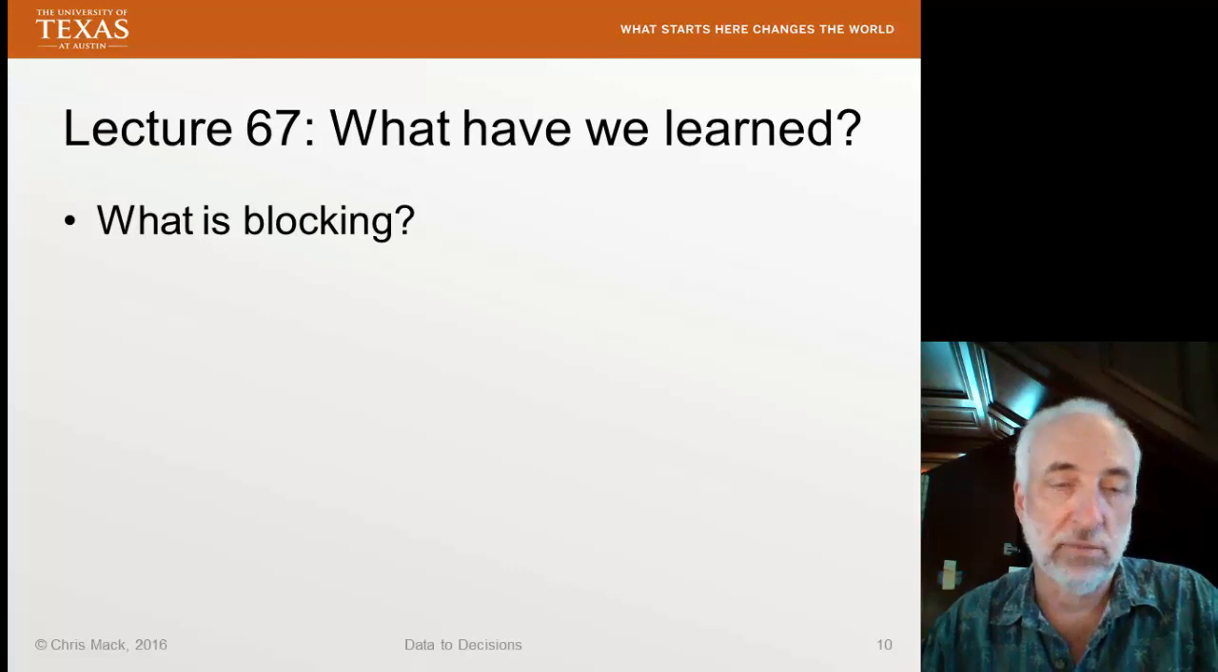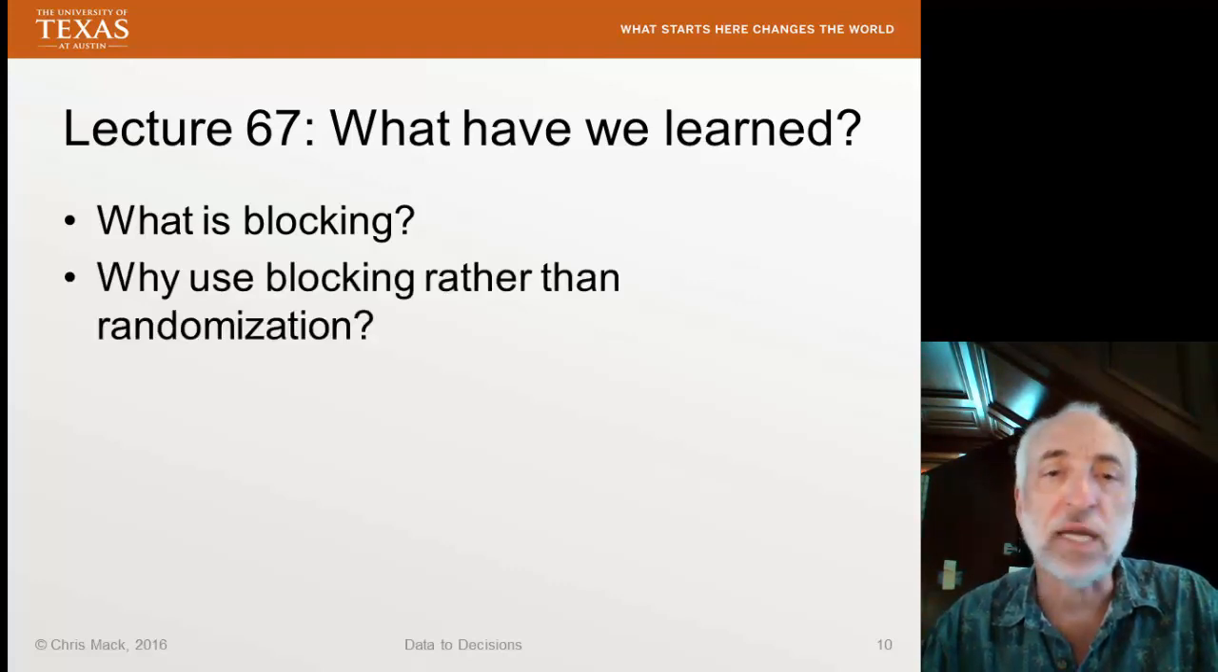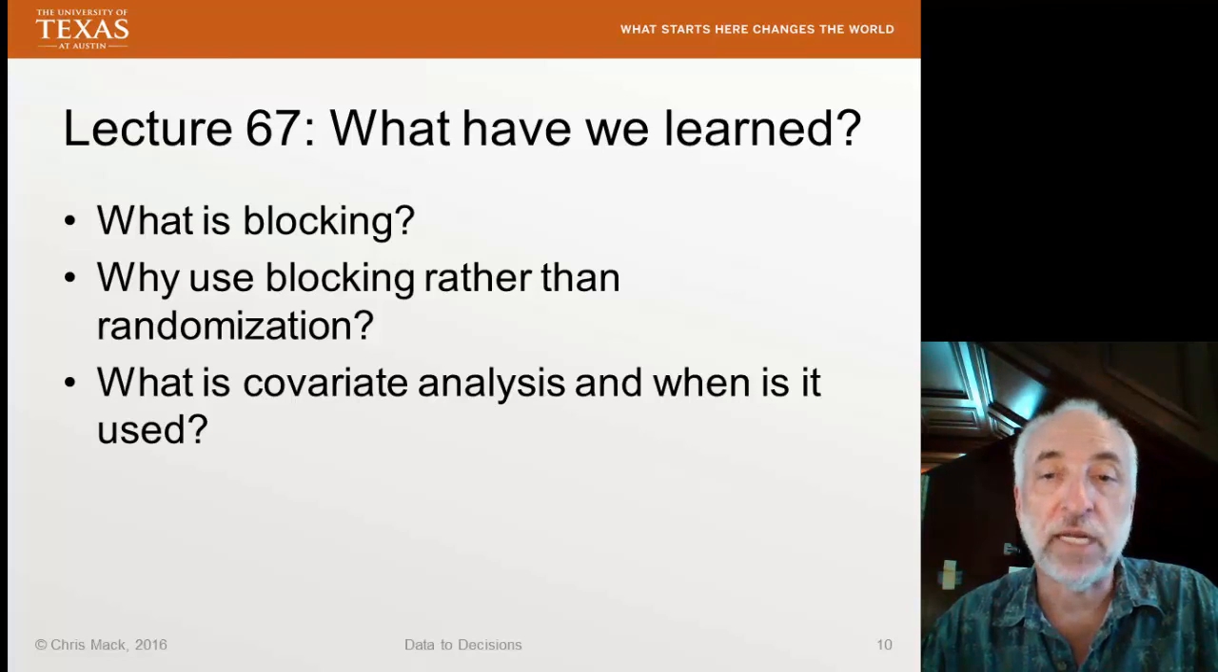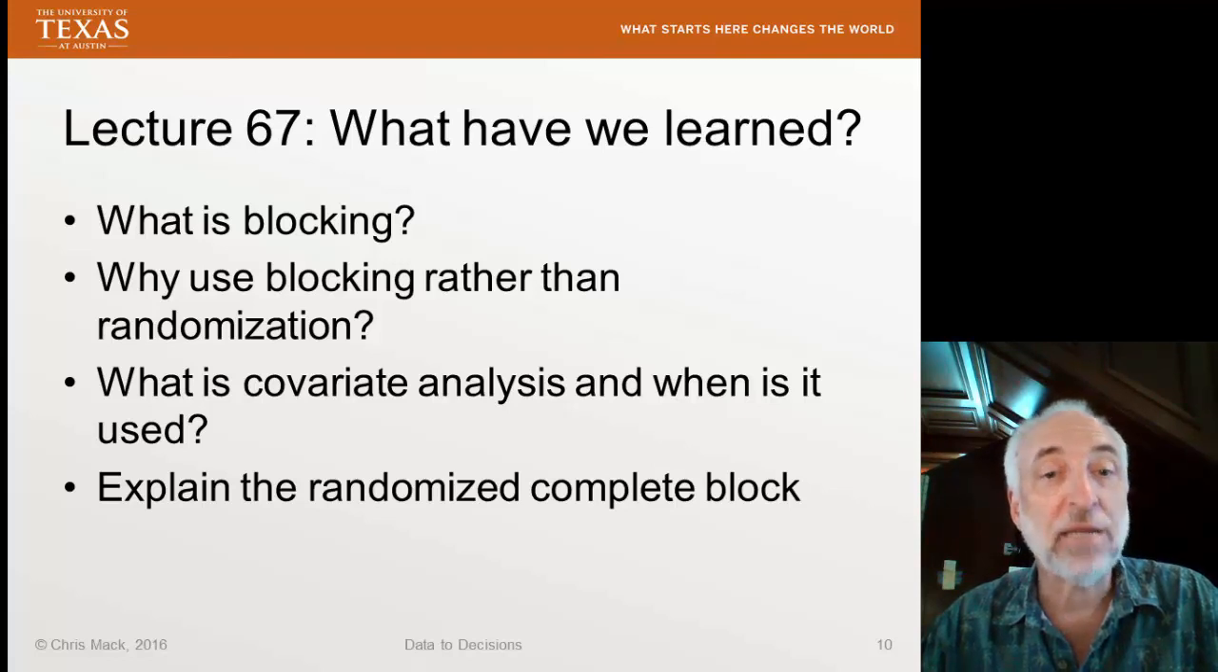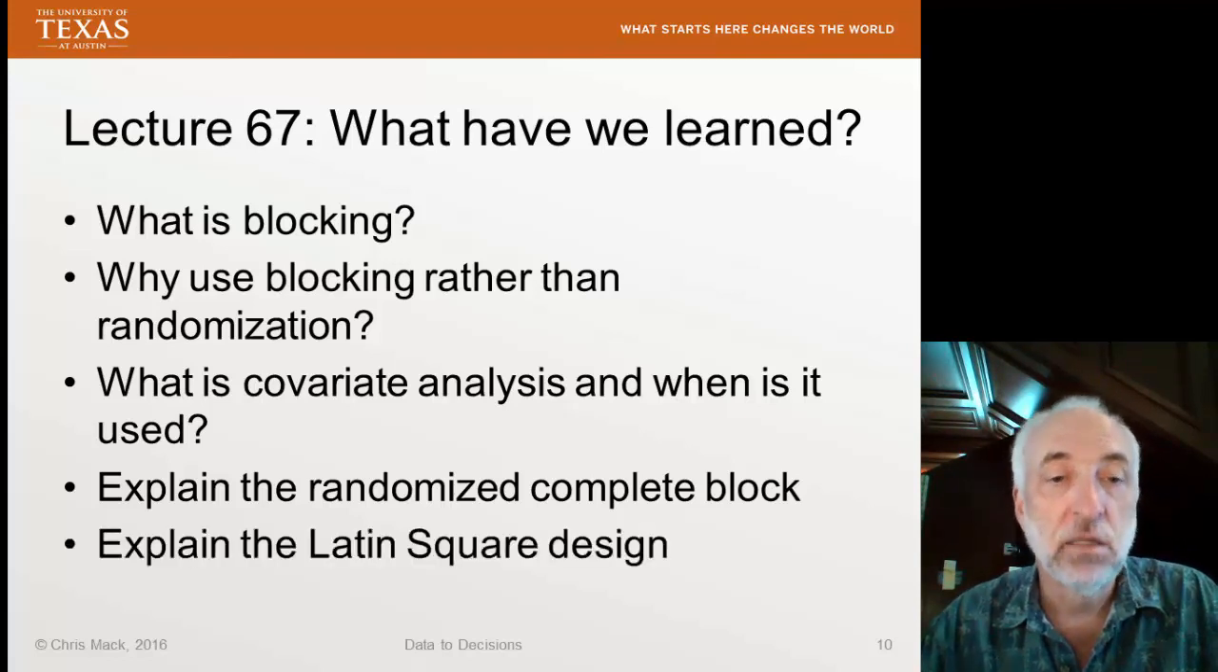What is blocking? Why would you use blocking rather than using randomization only? What is covariate analysis and when is it used? Explain the randomized complete block design. And finally, explain the Latin square design.